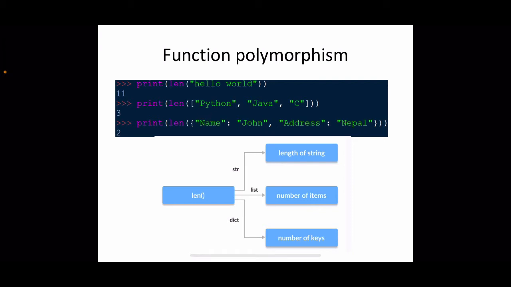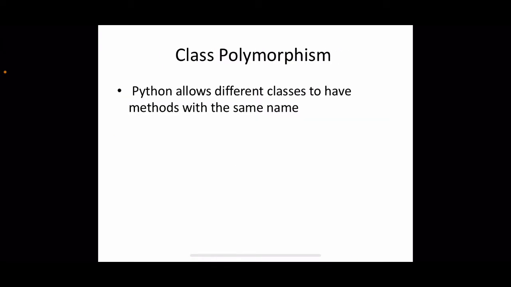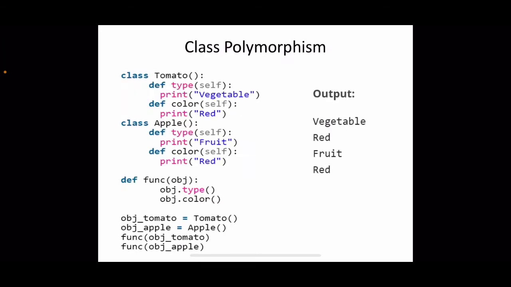So we have seen operator polymorphism and function polymorphism, and polymorphism is available in a class also. That is, Python allows different classes to have methods with the same name. Depending on the class, the corresponding method will perform differently. That is also an example of polymorphism. Let us see an example of this class polymorphism.